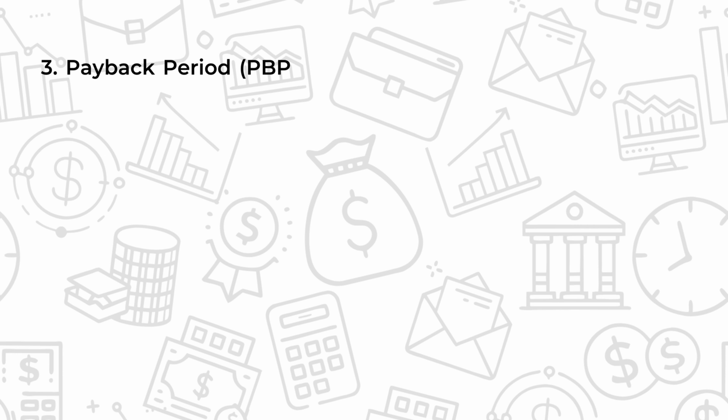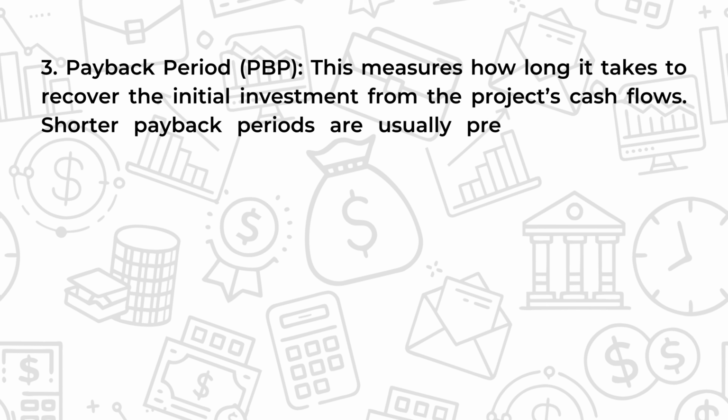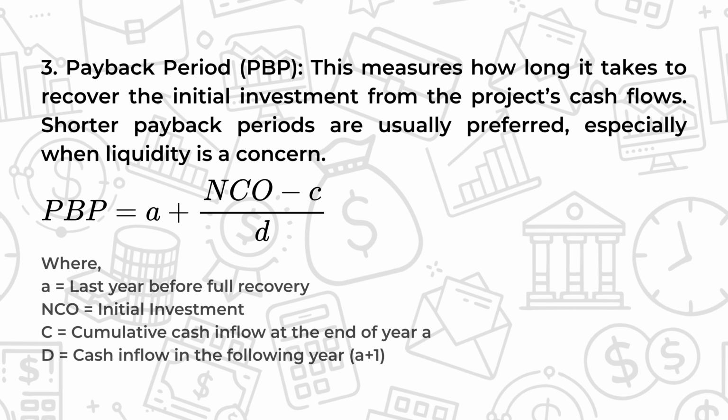3. Payback period, PBP. This measures how long it takes to recover the initial investment from the project's cash flows. Shorter payback periods are usually preferred, especially when liquidity is a concern. The formula of PBP is A plus (NCO minus C) divided by D, where A equals last year before full recovery, NCO equals initial investment, C equals cumulative cash inflow at the end of year A, D equals cash inflow in the following year, A plus 1.